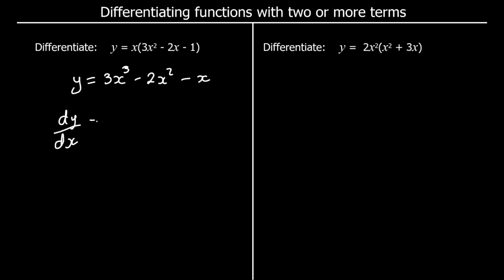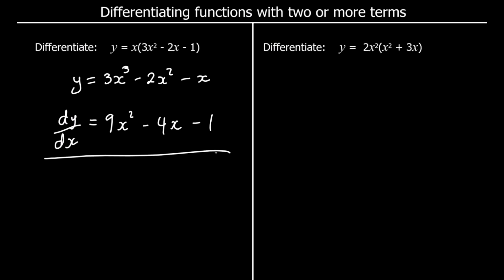Then we can work out our gradient function. So times by the power, take 1 off the power. Times by the power, take 1 off the power. And times by the power, take 1 off the power. So dy/dx is 9x squared minus 4x minus 1.